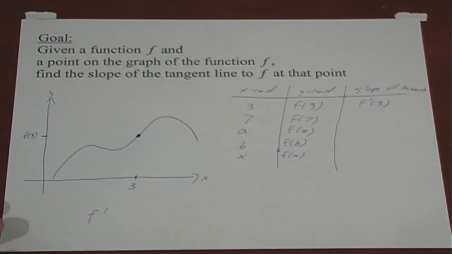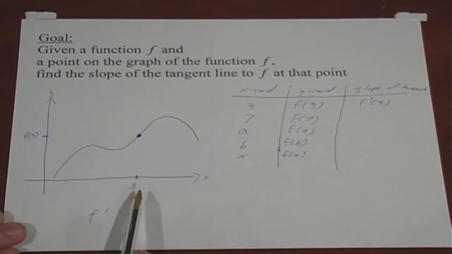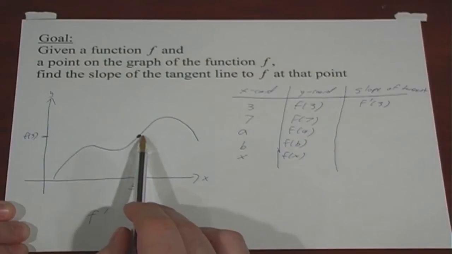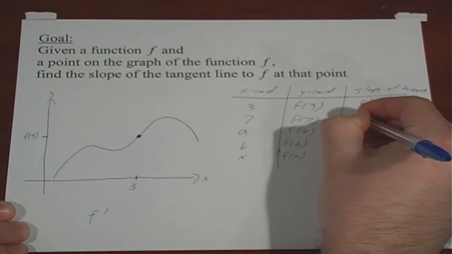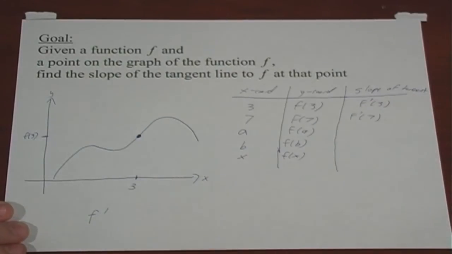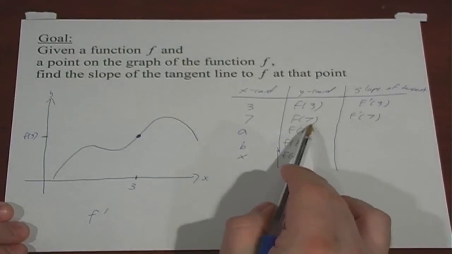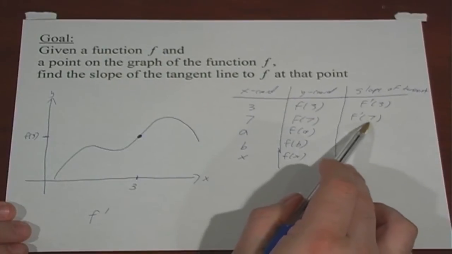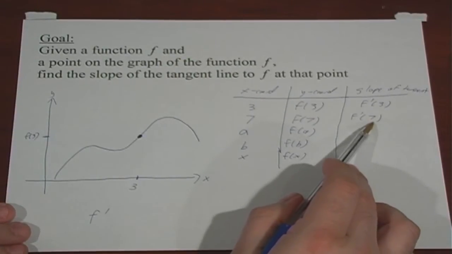Okay, let's say this number was 7 then. I'm just changing it. What's the y coordinate of the point? F of 7. But if I say what's the slope of the tangent line there, the answer is f prime of 7. Okay, so f prime just stands for a slope. F will give you y coordinates. When you plug in numbers, the output will be y coordinates. But if you plug in numbers here, the output will be the slope at that point.